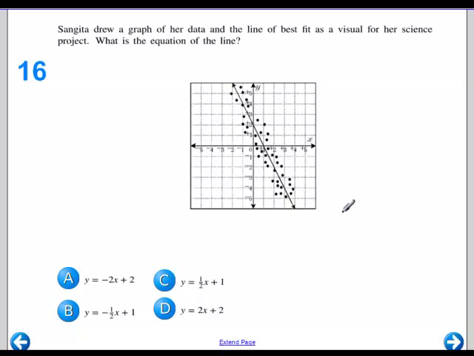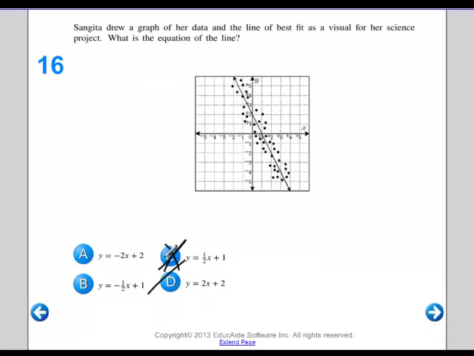So that means it's going to have to be a negative slope. So let's look at which ones don't match that. Here's a negative slope. B has a negative slope. C does not. That's a positive 1 half. And D does not. That's a positive 2. So my only possible answers are A and B.